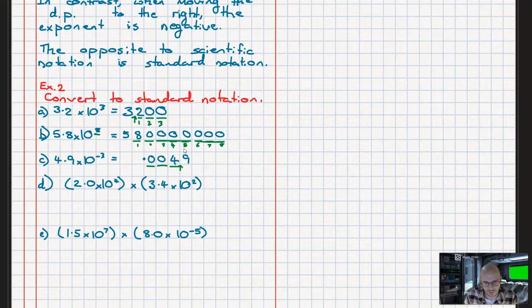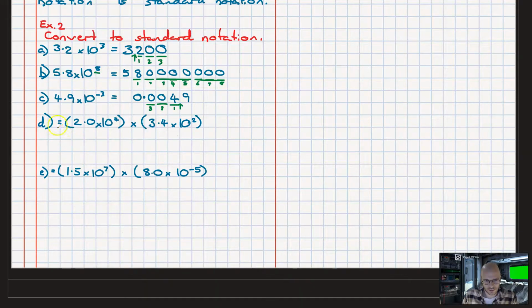Because of that, we have to put some zeros in, and then we should stick a 0 in front for good measure here. So what we find is that we've moved it 1, 2, 3. Therefore, the standard notation form of 4.9 times 10 to the negative 3 is 0.0049. Alright, D.